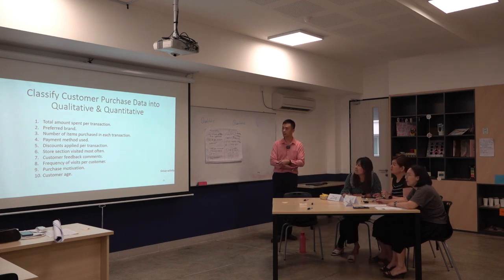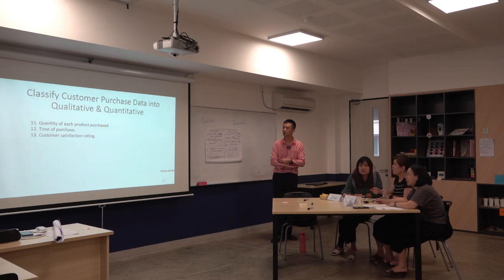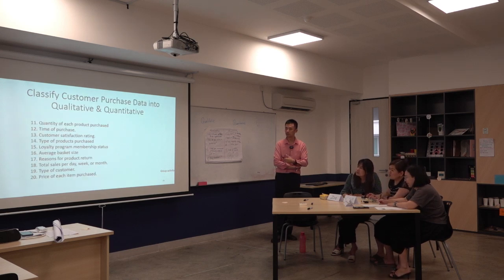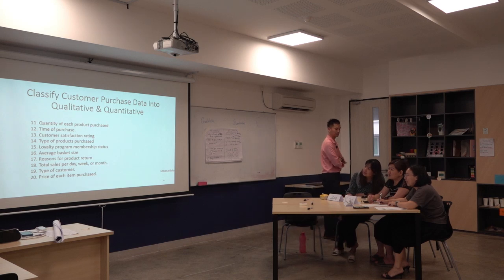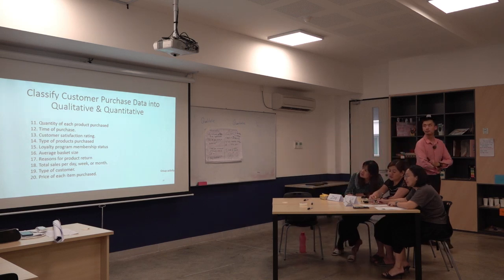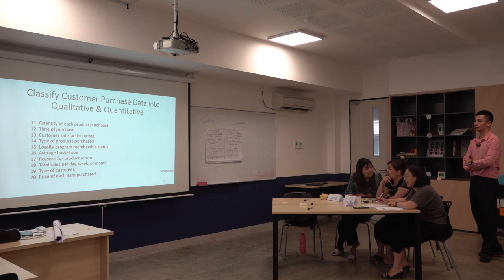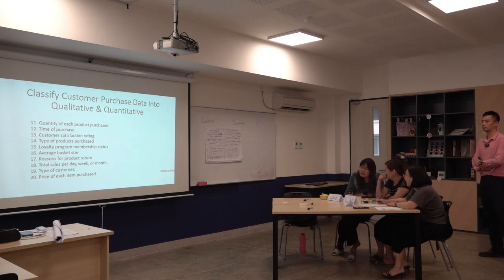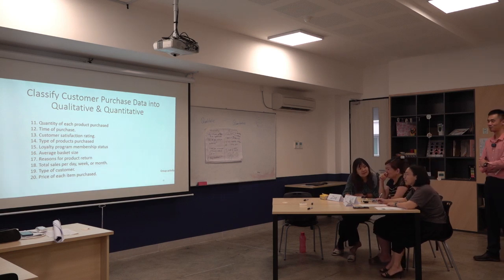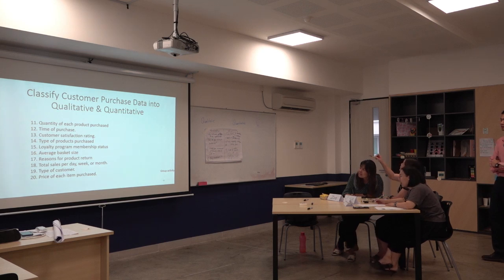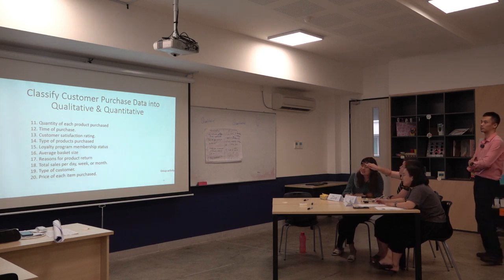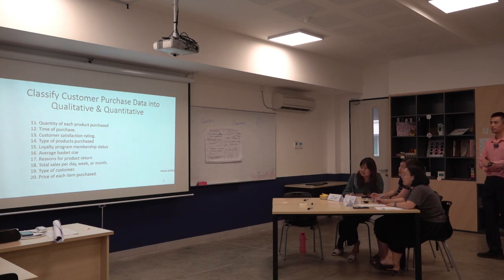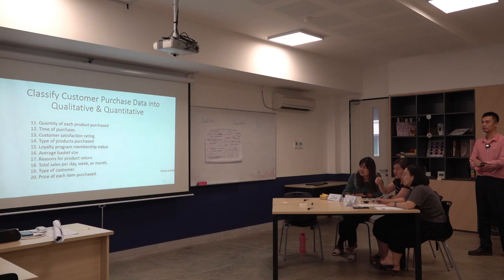Okay, how many do we have? 20. Quantity should be this. Time of purchase, this one. Satisfaction rating, this one. Then 14 to 20: type of product purchased, hot selling product, type, quality. Quality, yeah, correct. Agree, this one.